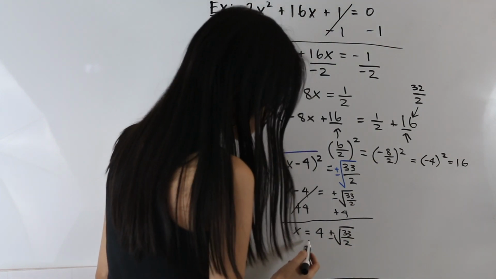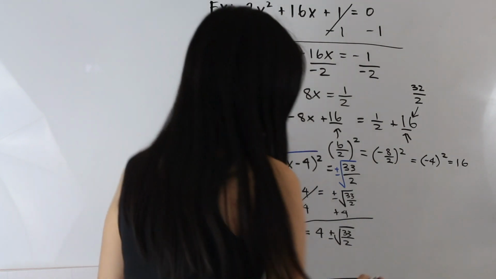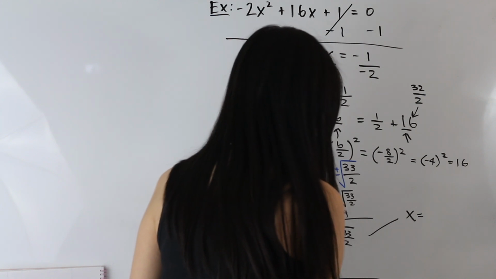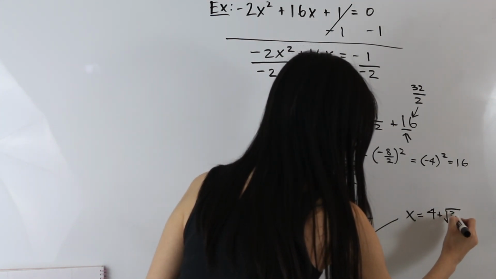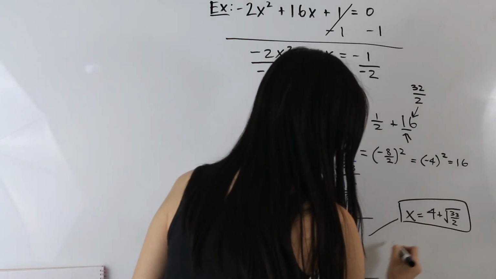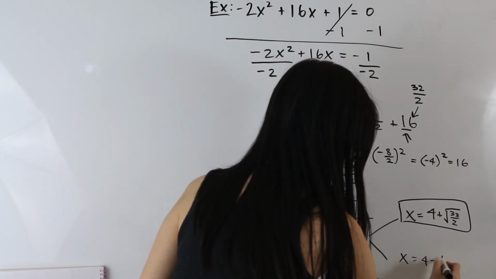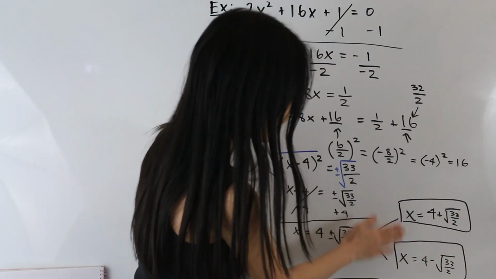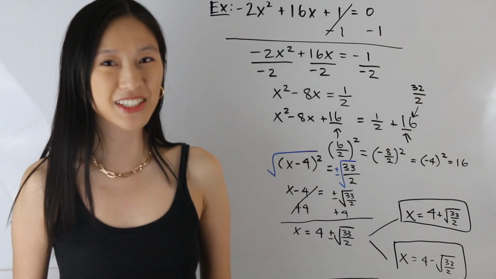So we have x is equal to 4 plus or minus the square root of 33 over 2, and we can write this out as our two separate roots. We have x is equal to 4 plus the square root of 33 over 2, and we have x is equal to 4 minus the square root of 33 over 2. These are our roots. And that is how you use the method of completing the square to solve a quadratic.